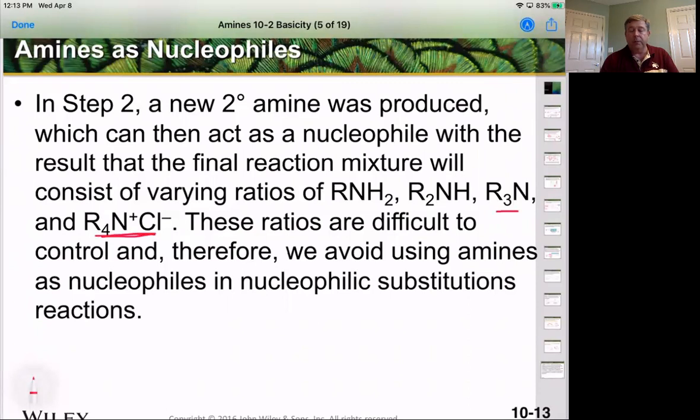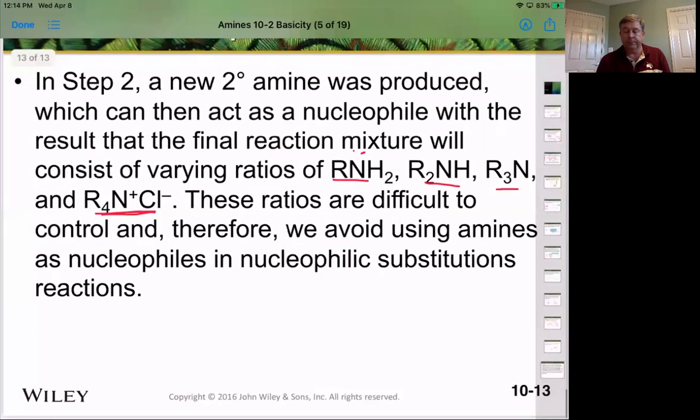Okay, so if you want to get to the tri-substituted amine, or even the quaternary ammonium salt, that would be a useful reaction using it as a nucleophile. But if you're trying to stop at a primary or a secondary, it's not going to stop. You're going to get a mixture of the different components because it will always act as a nucleophile as long as it has that lone pair. And that is the two reactions we're going to do with amines.